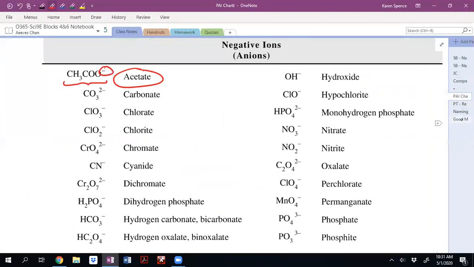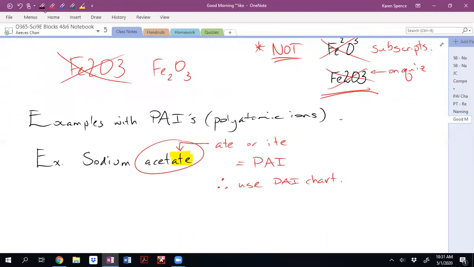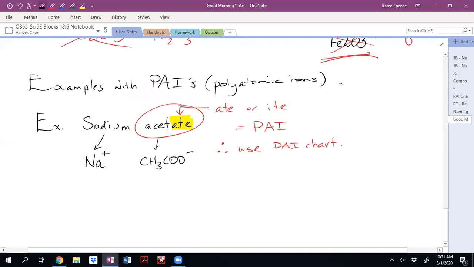So we can go back, and acetate is CH3COO with a -1 charge. Sodium, that's a metal, and it's a non-red zone metal, so it's Na. It's in column 1, so its charge is +1. So I've written my ions with their charges, and oh, look, my positive equals my negative. So the formula then would be NaCH3COO. Okay?